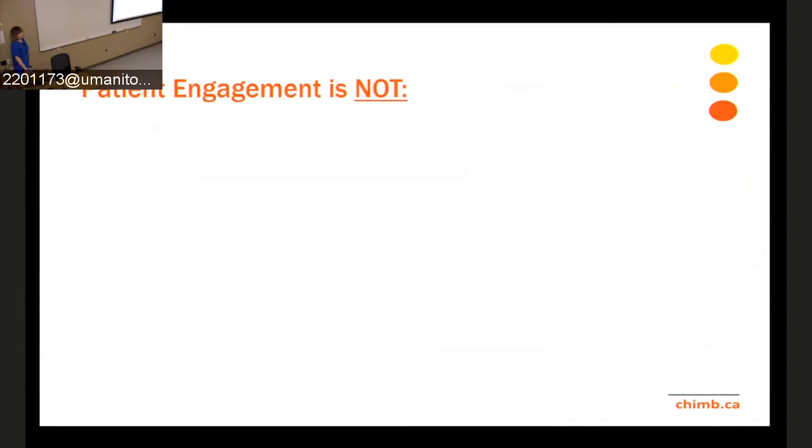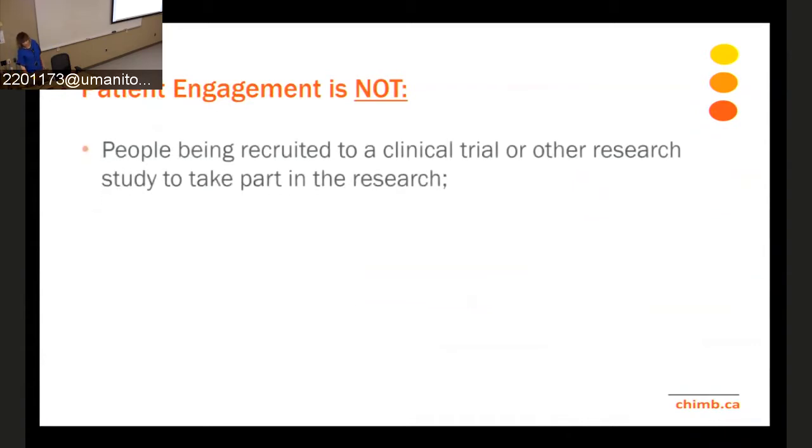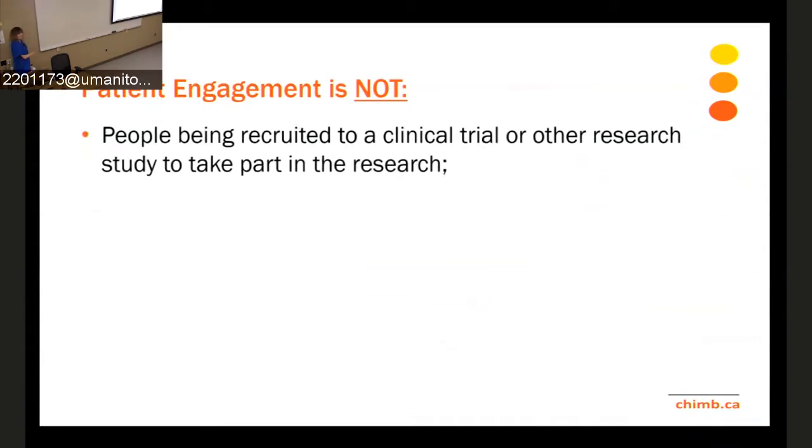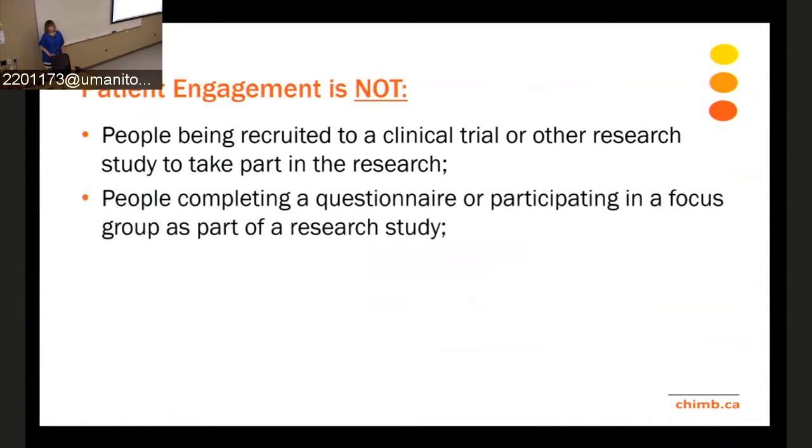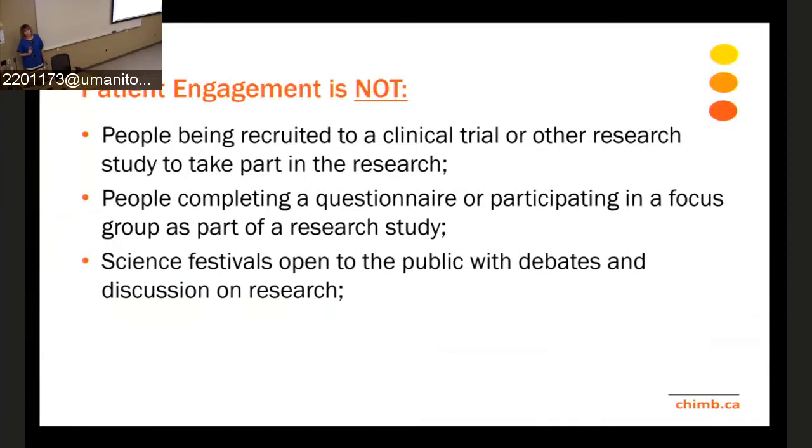What patient engagement is not. We need to understand what it is, but we also have to understand what it is not. It's not about people being recruited to a clinical trial or other research study to take part in the research. Remember, it's about decisions about the research process. It's not people completing a questionnaire or participating in a focus group as part of the research study. Remember, it's about the decisions.